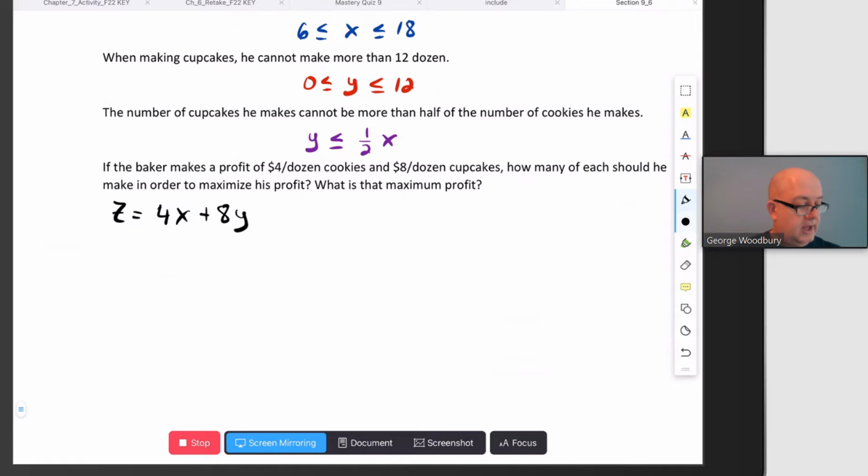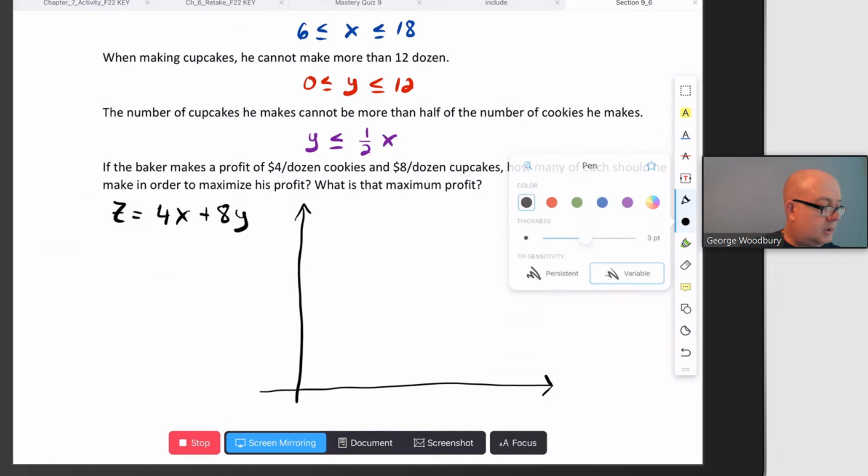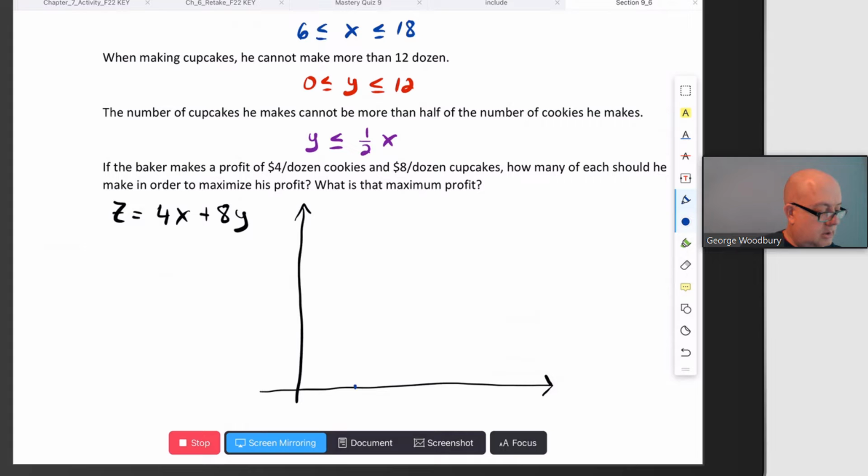So a little freehand graph here. I'm really just worried about the quadrant at the top right, which we call quadrant 1, because the number of cookies and the number of cupcakes that are made can't drop below 0. So we'll focus up there. We've got a vertical line at x equals 6 and another one at x equals 18. We have two horizontal lines at 0 and at 12.